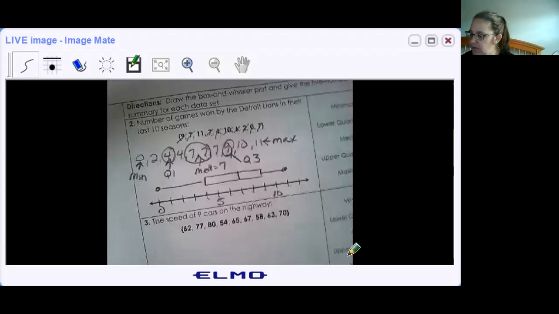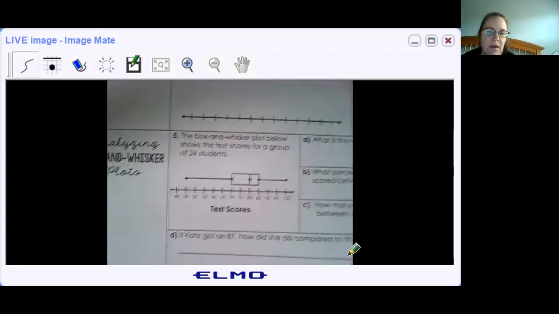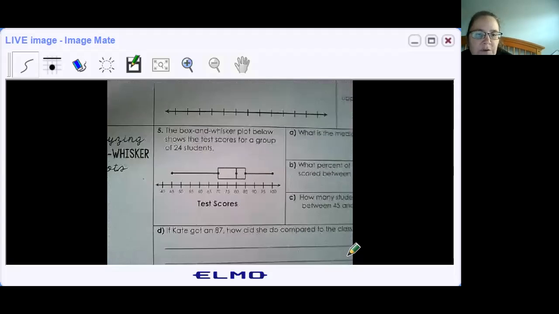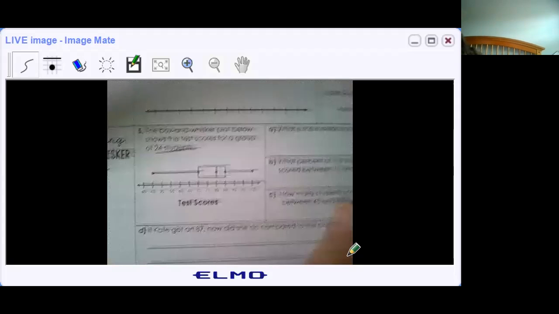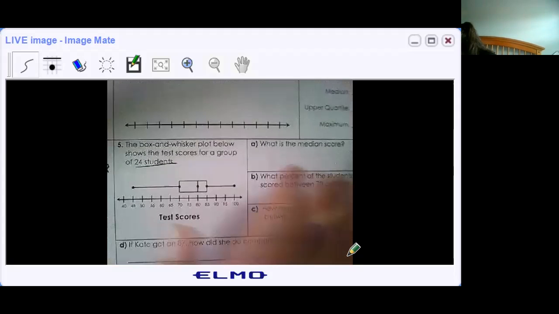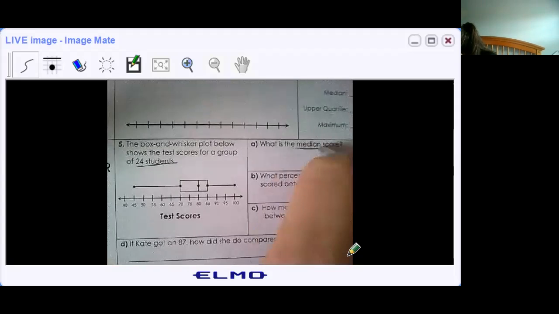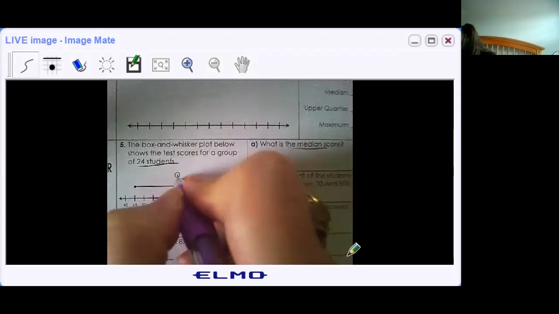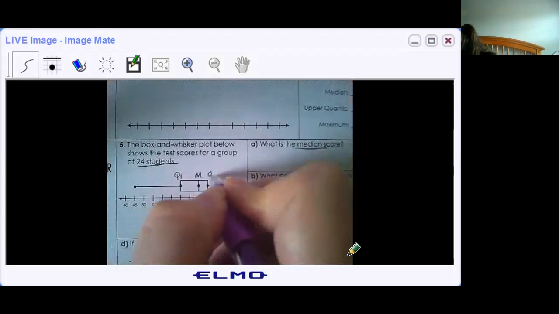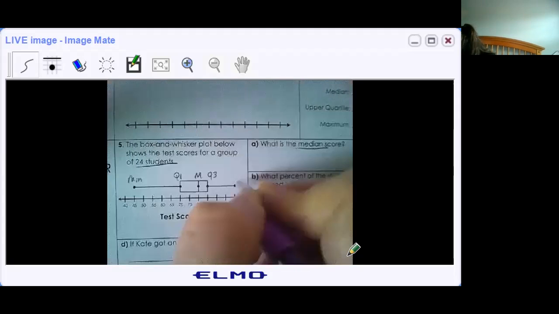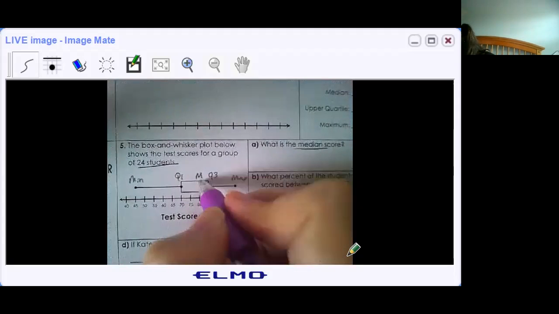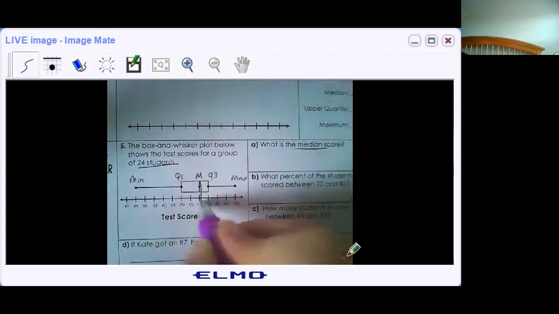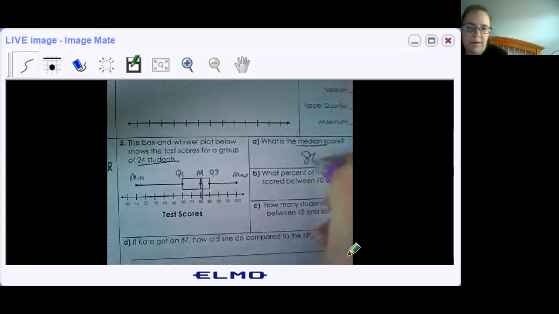So let's look at this question down here. It says, the box and whisker plot below shows the test scores of a group of 24 students. Okay, so we know we got 24 students. It says, what is the median score? So if I'm going through and I'm labeling, this is Q1, that's the median, that's Q3, this is the min, and this is the max. Okay. So the median score is right here, and if I take this line and I go straight down here, that is an 80.